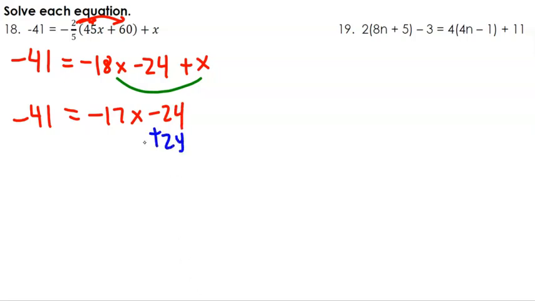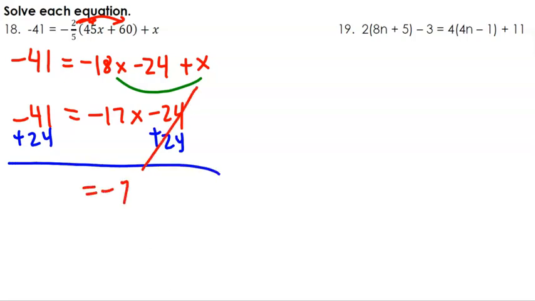I'm going to add 24 to both sides. And that gives me a negative 17x on the left. And I'm going to get a negative 17 also on this side here. Oops, I said the negative 17x on the right. And when I divide by negative 17, I get positive 1.